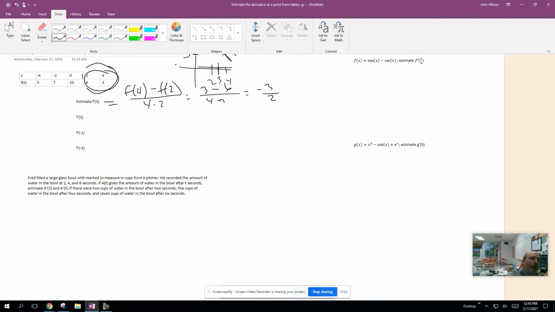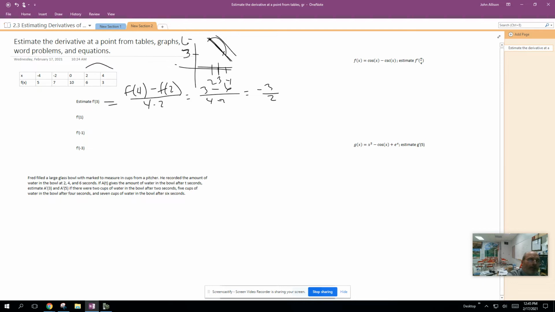Again, if we want to estimate f prime of 1, we're looking for x values to the right and left of 1, equidistant, as close as we possibly can get. So we're going to use f of 2 minus f of 0 over 2 minus 0. F of 2 is 6, f of 0 is 10, 2 minus 0. So that's going to be negative 4 over 2, or the estimate for f prime of 1 is negative 2.